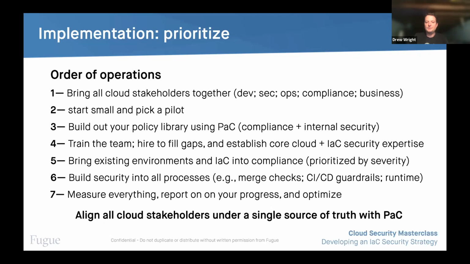Then you want to build out your policy library using policy as code, the framework and tooling that you've chosen. And these are going to include whatever compliance requirements you need, like SOC 2, NIST, HIPAA, etc., as well as your internal security policies. And then you need to train your team. You need to hire to fill any gaps in security engineering that you might have. Essentially, you're establishing that core expertise team, a team of experts in cloud IAC security and your particular cloud use case. And that will help you grow, expand and scale your security excellence across the rest of your cloud operations.